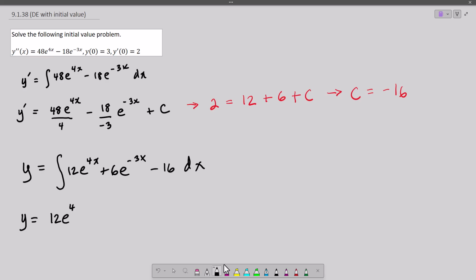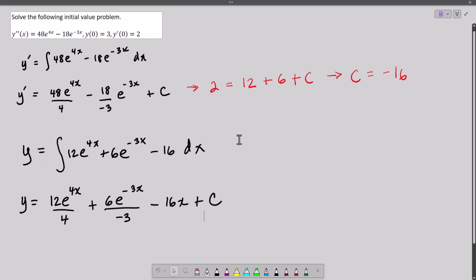So we integrate here, we have an exponential. The integral of an exponential is itself divided by the derivative of the exponent. Again here, integral of an exponential is itself divided by the derivative of the exponent. The integral of -16 is -16x, and then we have a constant of integration, which is a different c than the c above, but we will solve for this c also.